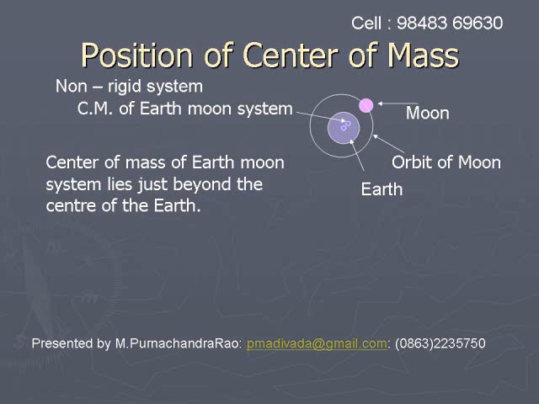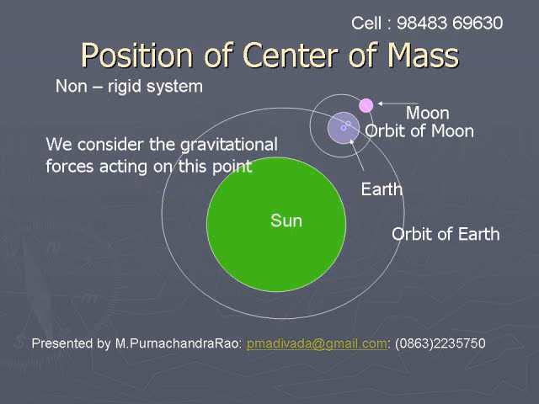By considering the mass of moon and earth and the distance between them, we can define this point. And this point is known as the center of mass of the earth-moon system. To describe the motion of earth around the sun, we consider this point. We consider the gravitational forces as though acting on this point.